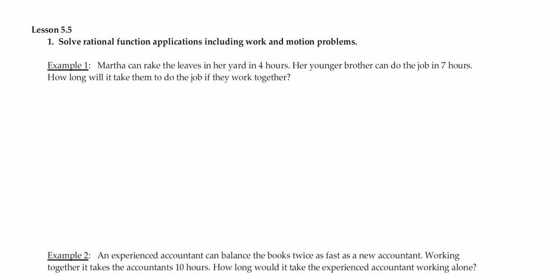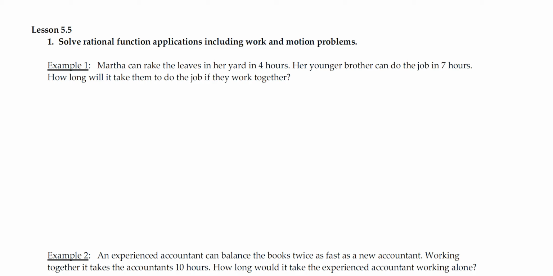This is Math 1010, Intermediate Algebra, Module 5, Rational Functions, Lesson 5.5. Solve rational function applications including work and motion problems. This is the only objective of this section.